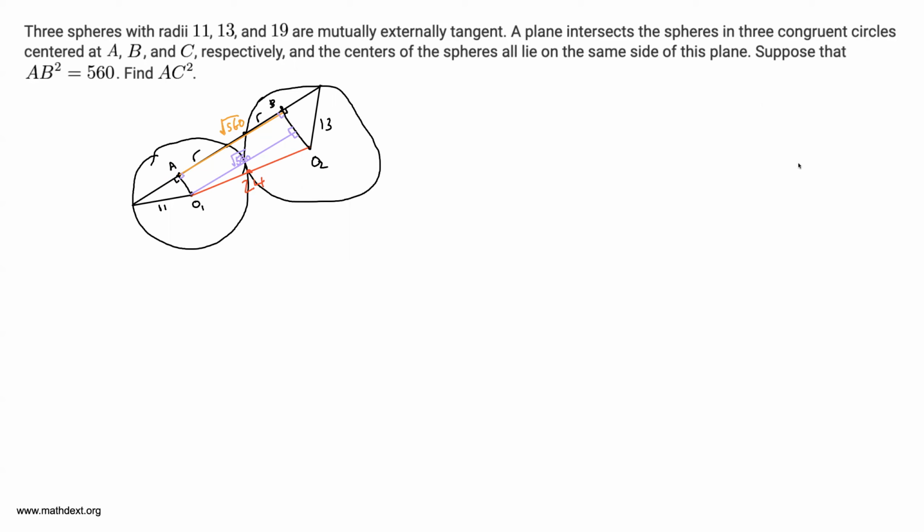And now we realize that we actually have 2 sides of a right triangle, this right triangle over here. So we can find the third side by using the Pythagorean theorem. So we have this length over here, which I can call x, squared, plus this length squared, root 560 squared, which is just 560, is equal to 24 squared, which is 576. So x squared is equal to 16. So x is equal to 4.